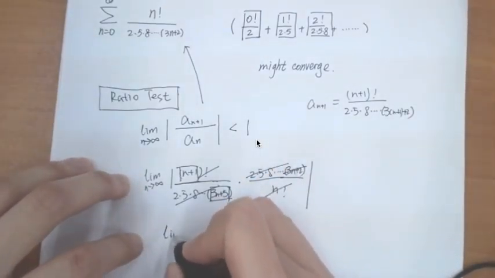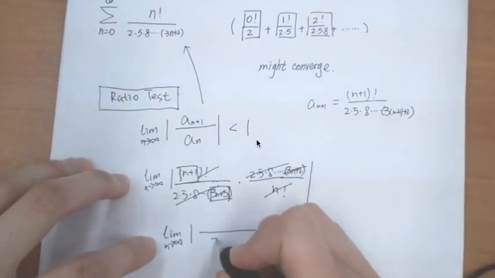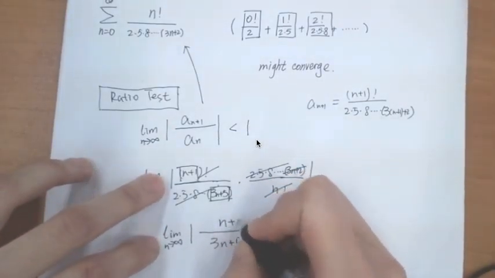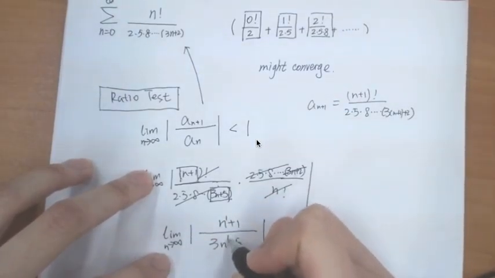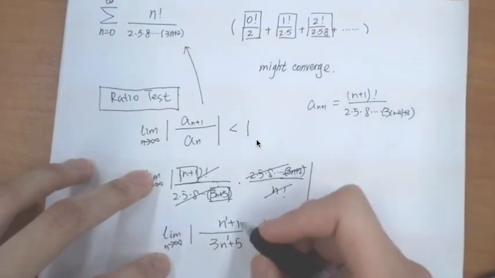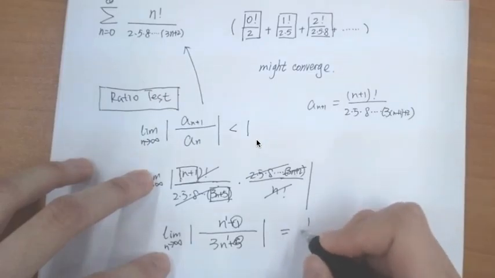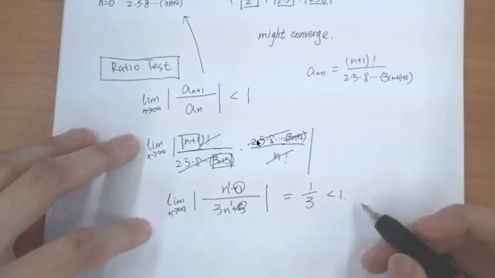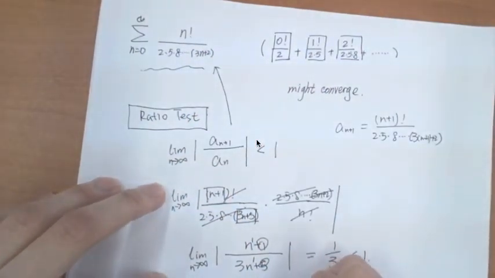So we are left with the limit as n approaches infinity of the absolute value of (n+1) over (3n+5). As n approaches infinity, the constant terms do not matter. And so this equals 1/3, which is less than 1. So we can conclude that the original series converges.